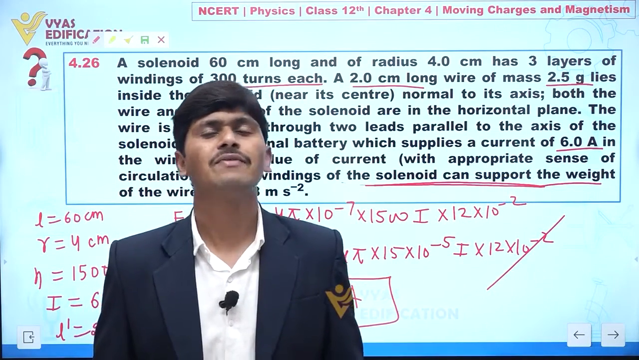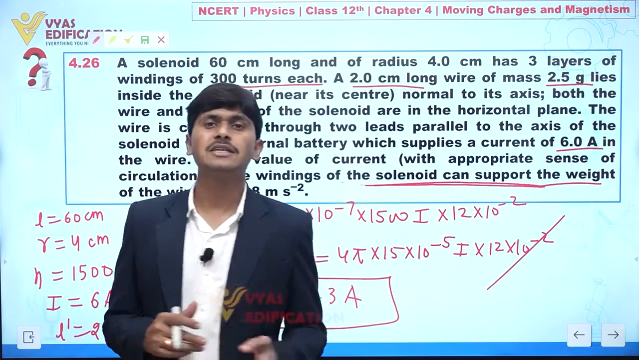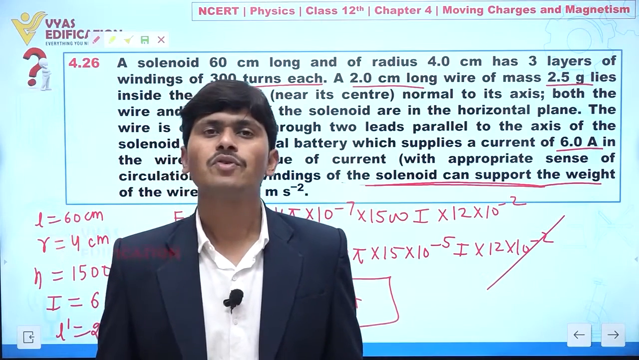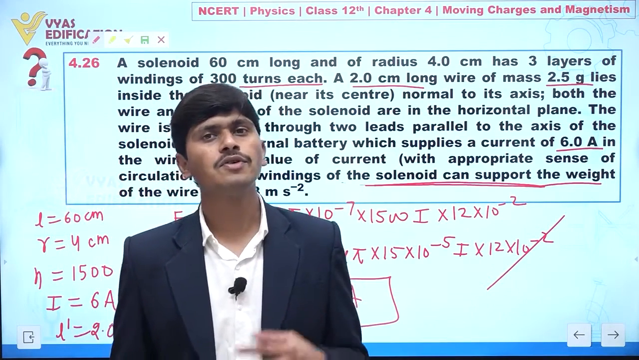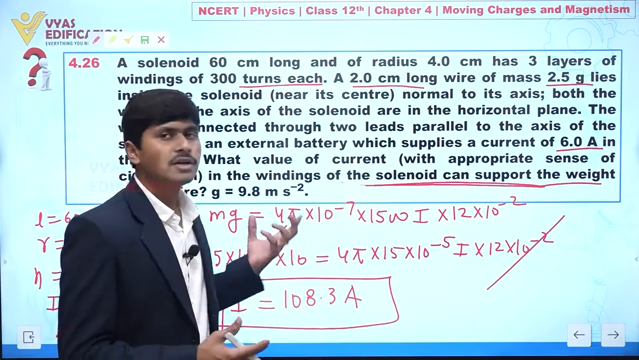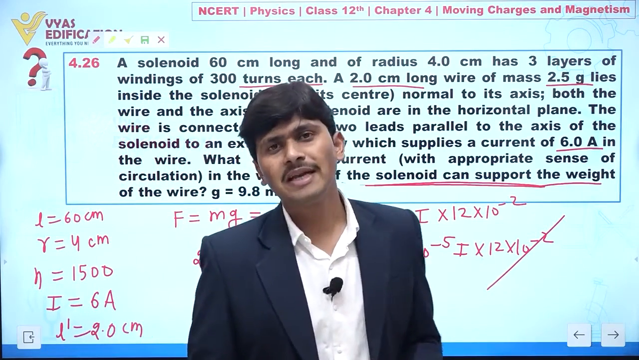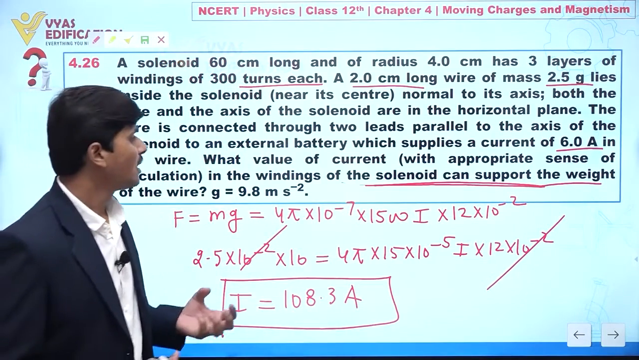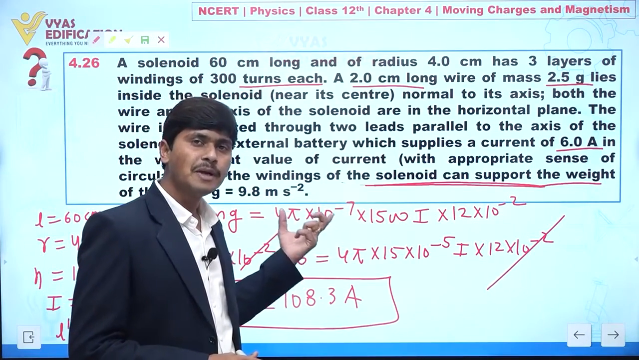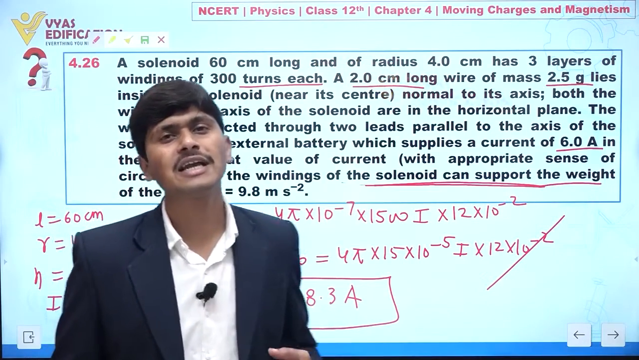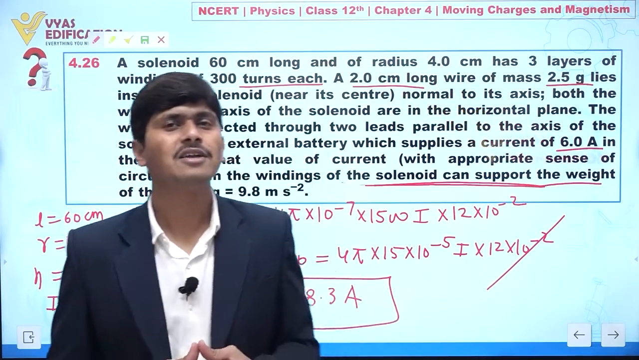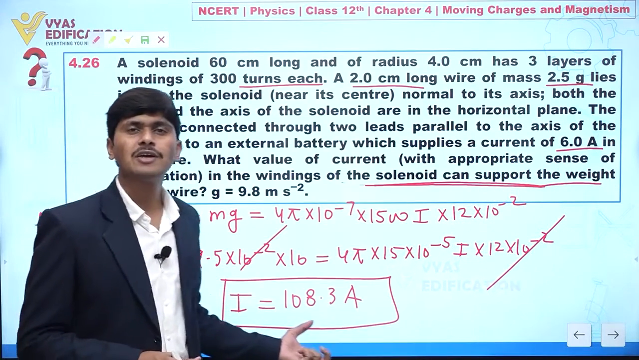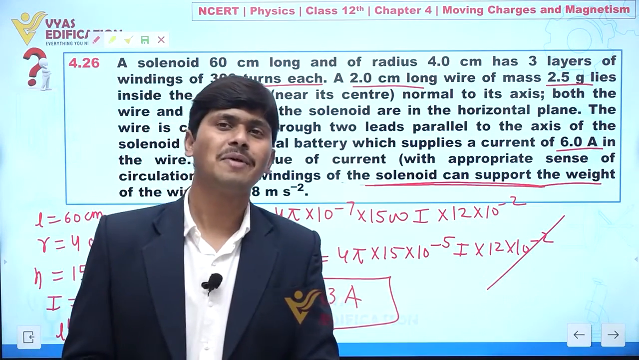So what will happen? Whenever a current carrying conductor is placed in a magnetic field, where the magnetic field is produced by a solenoid, at that time it will feel a force, and that force is the Bil. Now that force is balanced by the self weight of that rod, so we can say that is equal to mg. For that Bil, we can calculate the magnetic field using the solenoid. So the value of B we can calculate from that side, and we can finally get the value of I. So this is all about this question.